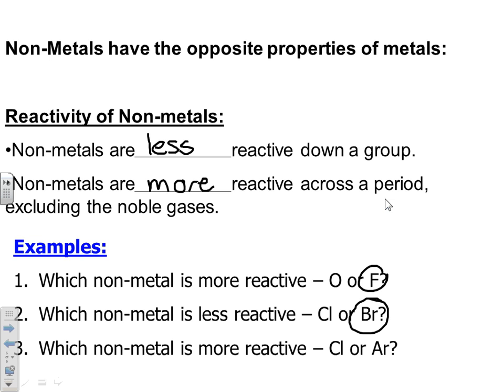Which of the nonmetals is the most reactive, chlorine or argon? What do you think? Chlorine, argon. Yeah, so it doesn't react. That's a little bit of a trick question. Chlorine is most reactive, even though it is to the left. The noble gases don't count.